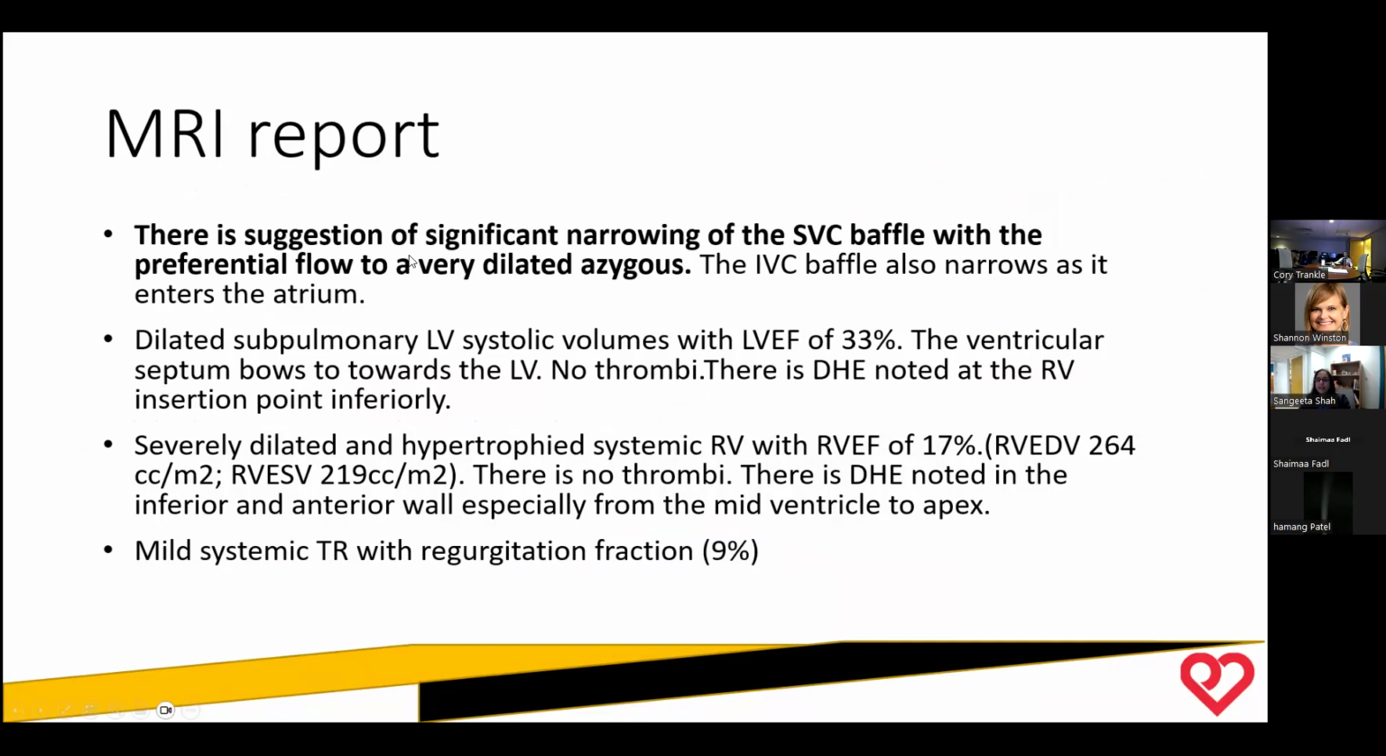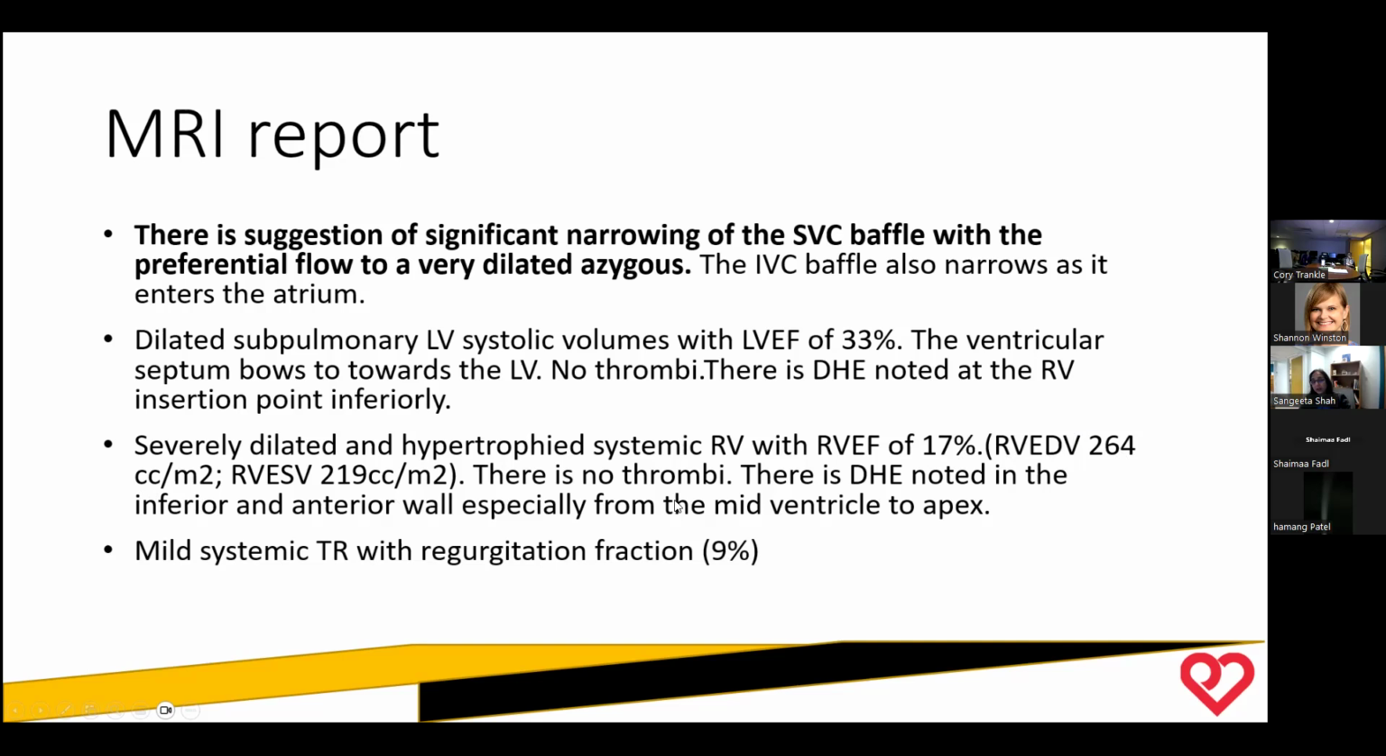So on his MRI, there's significant narrowing of the SVC baffle with preferential blood flow going to a very dilated azygos. The IVC baffle narrowed a little bit as it entered the atrium, but not as much as the SVC baffle. I didn't show you the angio on that one. The dilated LV, the subpulmonary LVEF was 33%. There was a little delayed hyperenhancement noted at the RV insertion point on the LV side. The RVEF is 17%. RV volumes are enormous.